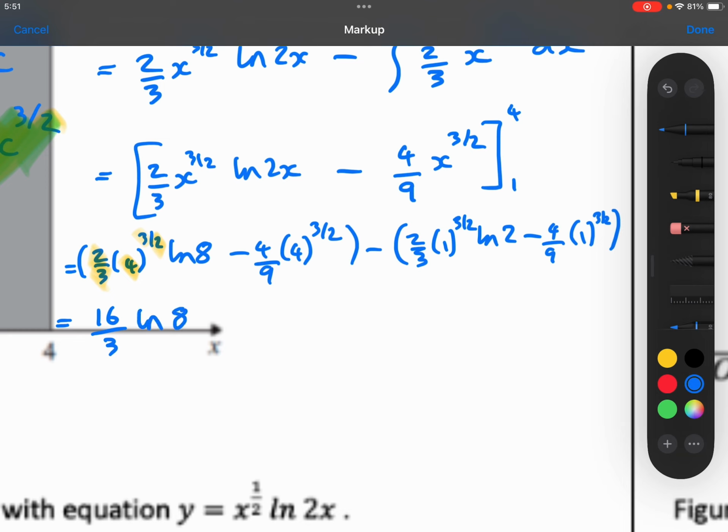We can simplify that logarithm. I'll do that in a moment. Then we've got the square root of 4 is 2. 2 cubed is 8 times the minus 4 over 9 is minus 32 over 9. Then we've got 1 to the power anything is just 1. So we'll have just the minus 2/3 ln 2. And then the 1 to the power anything is just 1, so we'll have the minus 4/9.